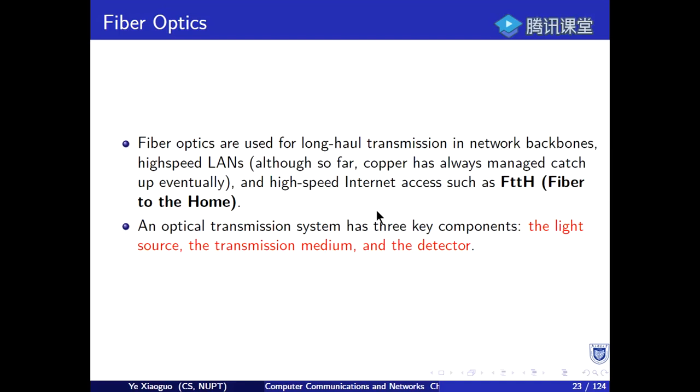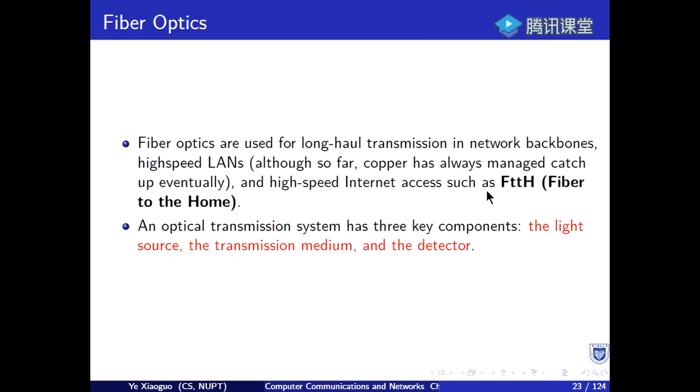The fourth kind is fiber optics. Fiber optics are used for long haul transmission in network backbones, high-speed local area networks, and high-speed internet access, such as FTTH, meaning fiber to the home.